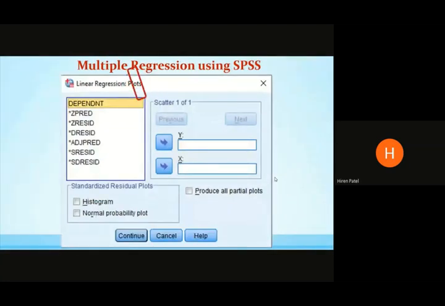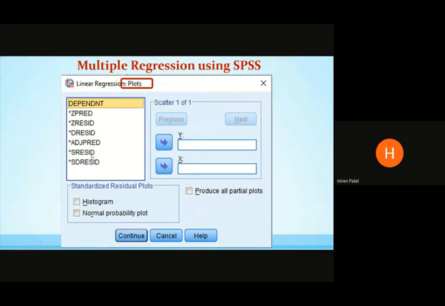Another one is the plot option. In plot, you can plot the scatter plot of X and Y. You can choose any of these as X and Y to find the scatter plot. This is the dependent variable. This is the Z score of the predicted variable, the Z score of residuals, that is error. This will give you the deleted residual values. This is the adjusted predicted values.